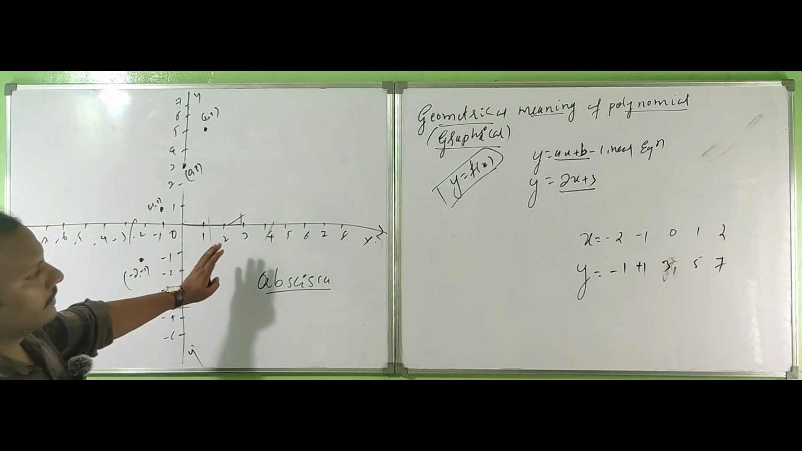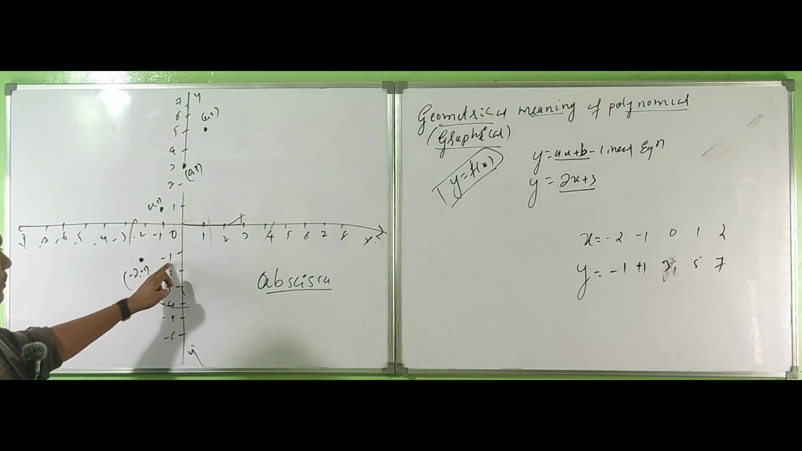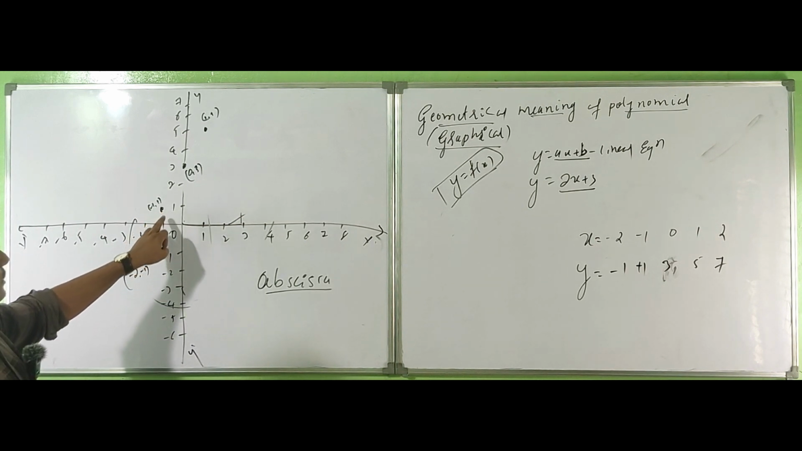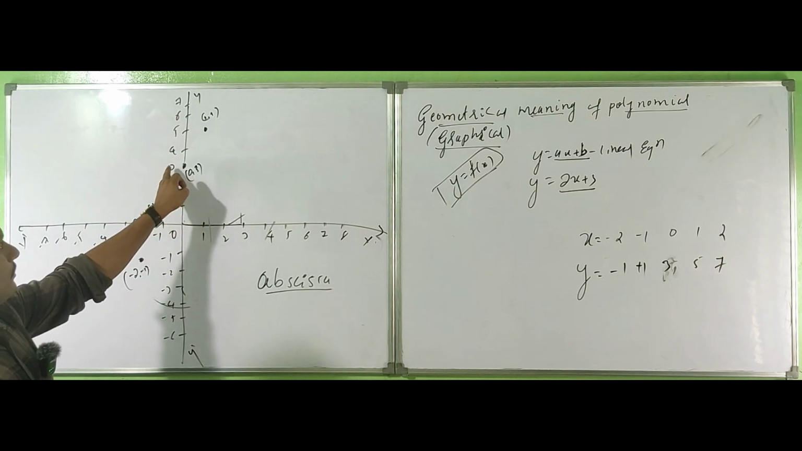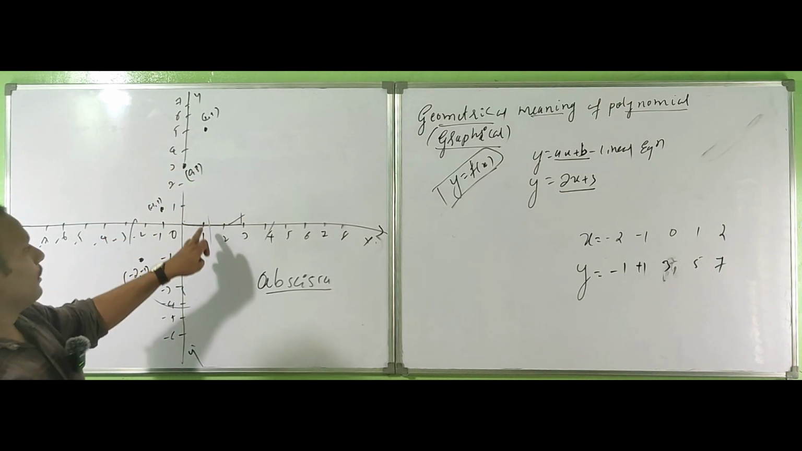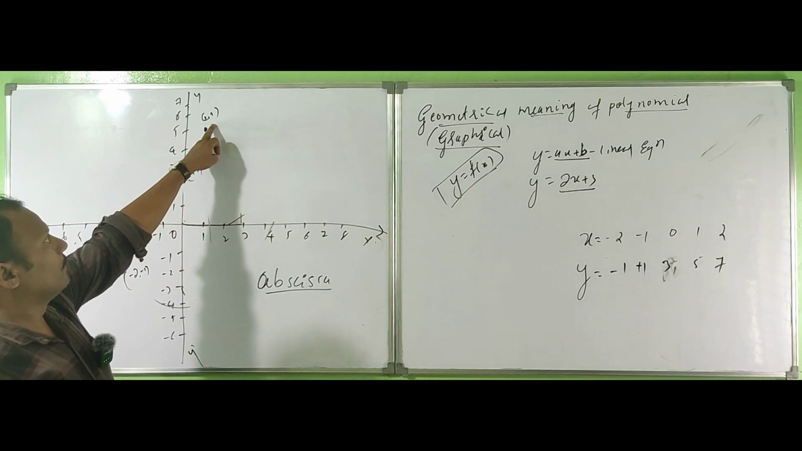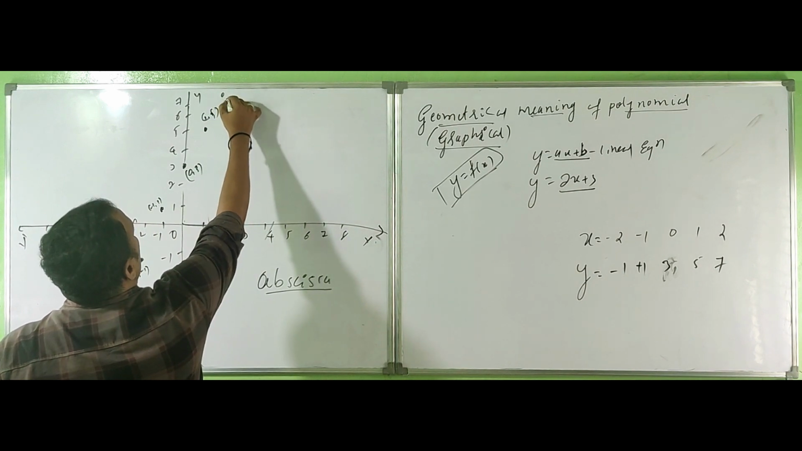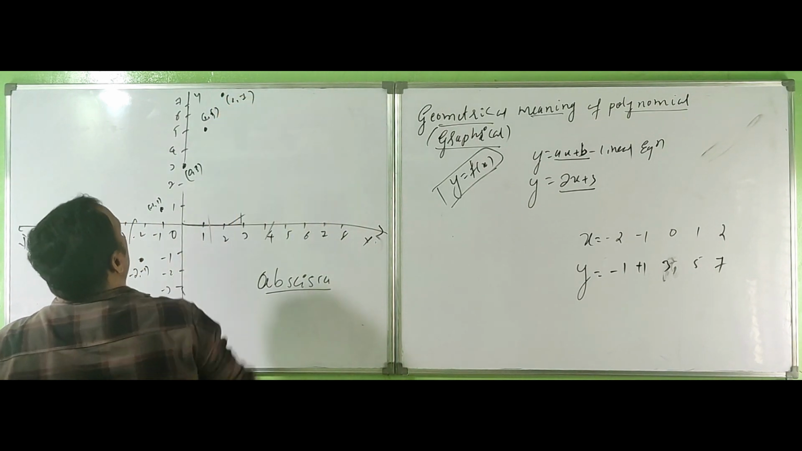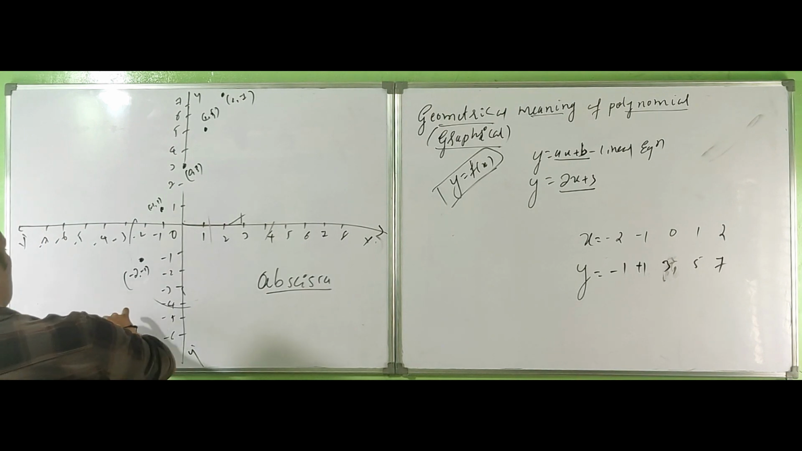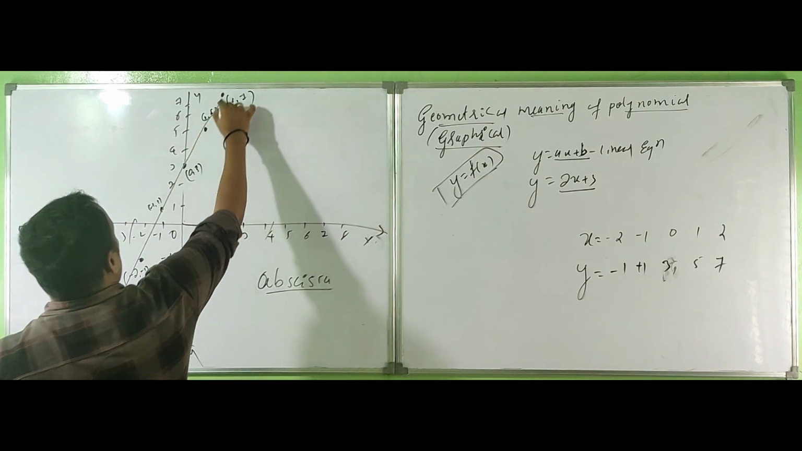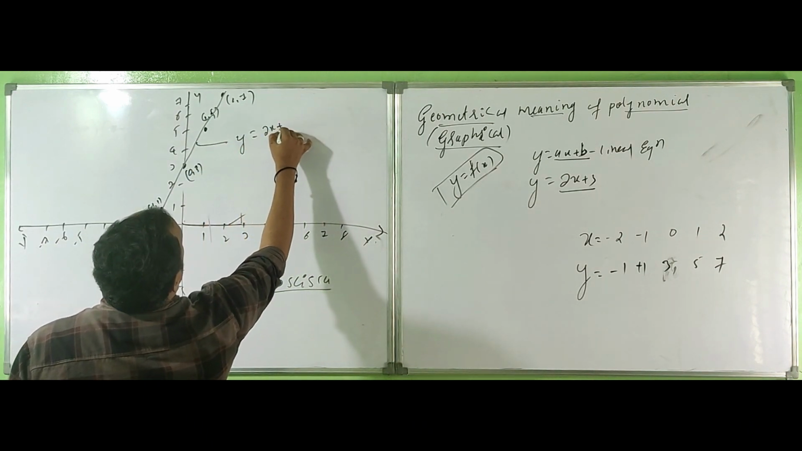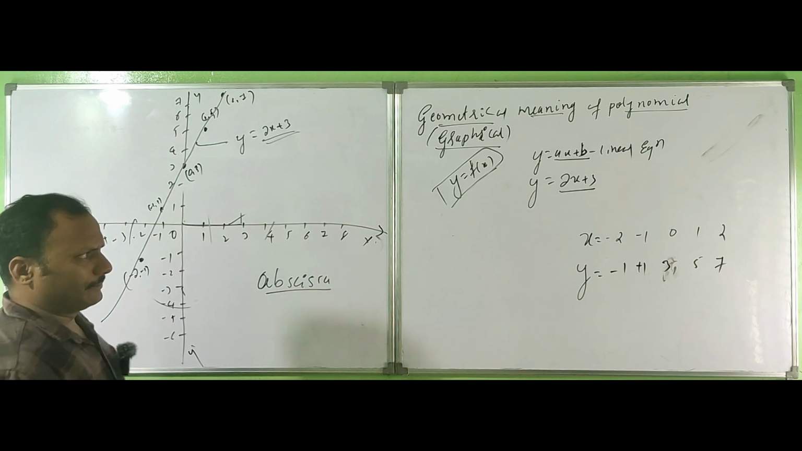Right? See the first point, -2, -1: the x value and the y value. Here, x is 1, y is 5. Right? x is 2, y is 7. Now just join all these points, so you are getting the graph. This is the y equal to 2x plus 3 line.